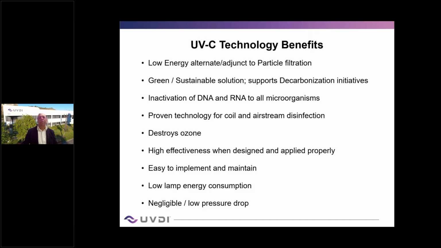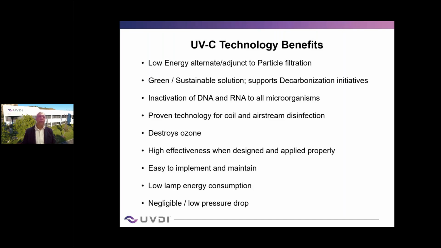The primary mechanism why UVC is so popular and works and is endorsed by CDC and a lot of studies is that it inactivates the DNA and RNA of pretty much all microorganisms. So of course you need different doses, as we talked about in previous webinars, but it does a very good job in inactivating all microorganisms. It's a proven technology for coil and airstream disinfection.